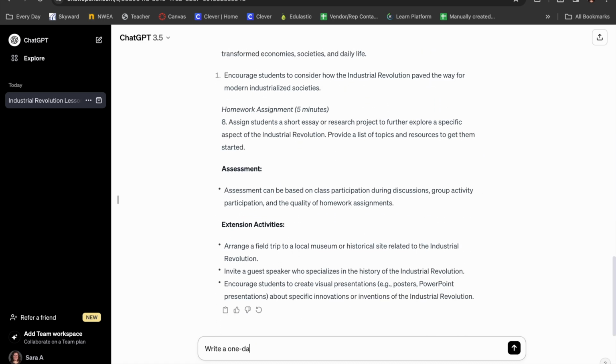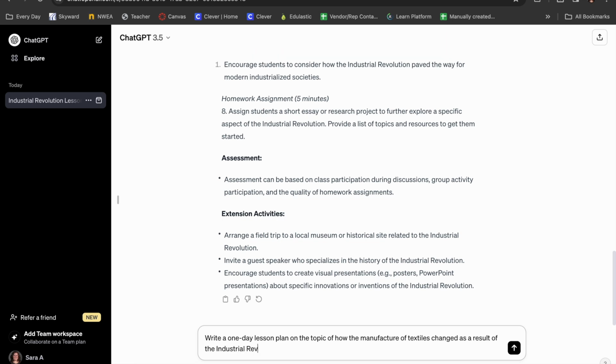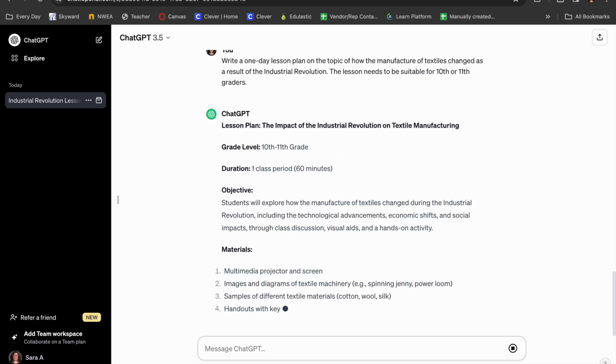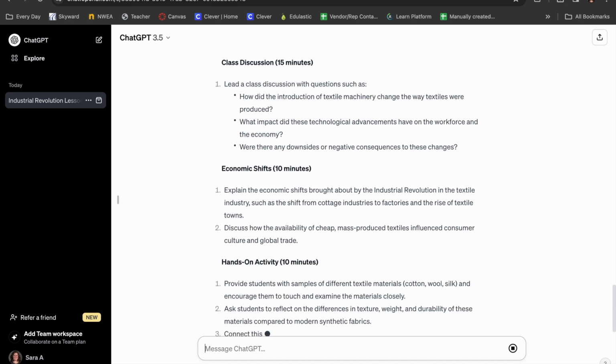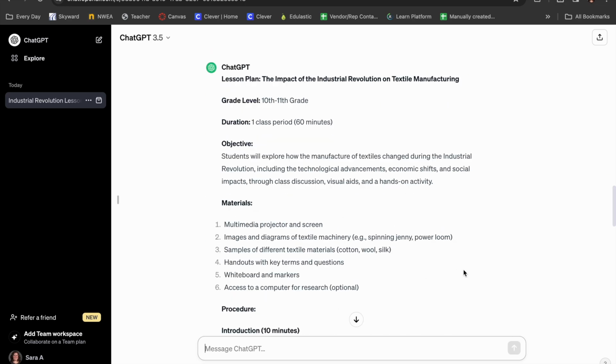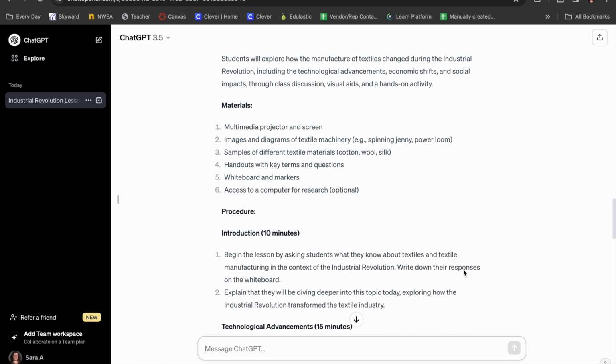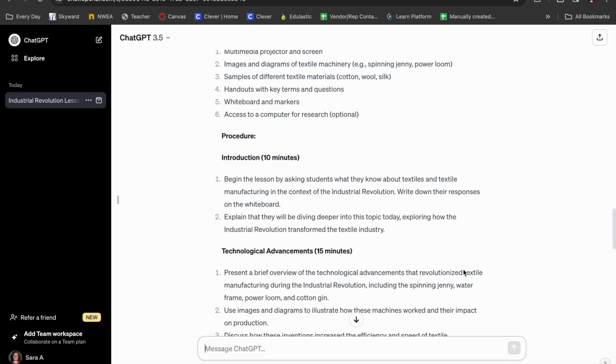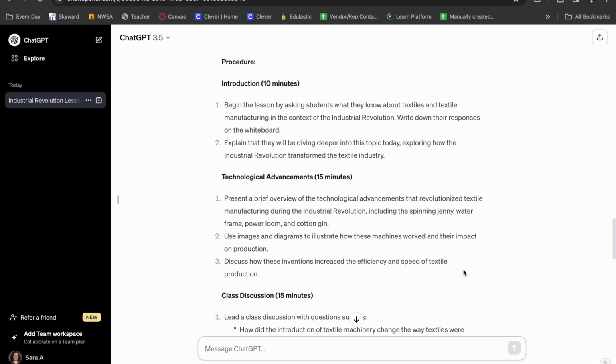This time, my prompt is write a one-day lesson plan on the topic of how the manufacture of textiles changed as a result of the Industrial Revolution. This lesson needs to be suitable for 10th or 11th graders. ChatGPT is now able to produce a lesson plan that more closely fits my expectations.